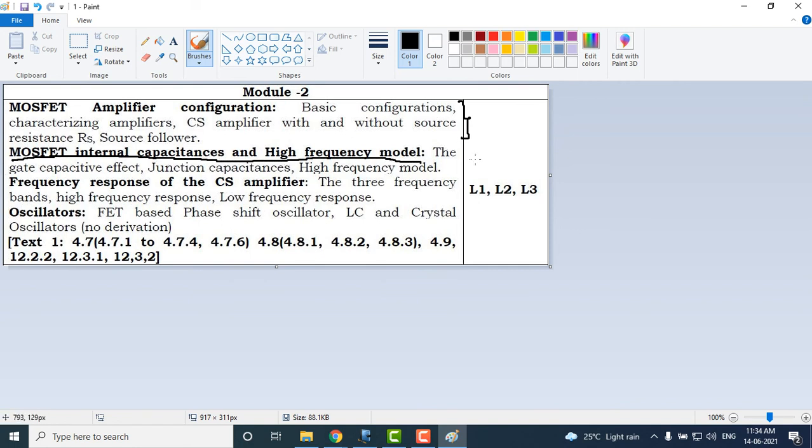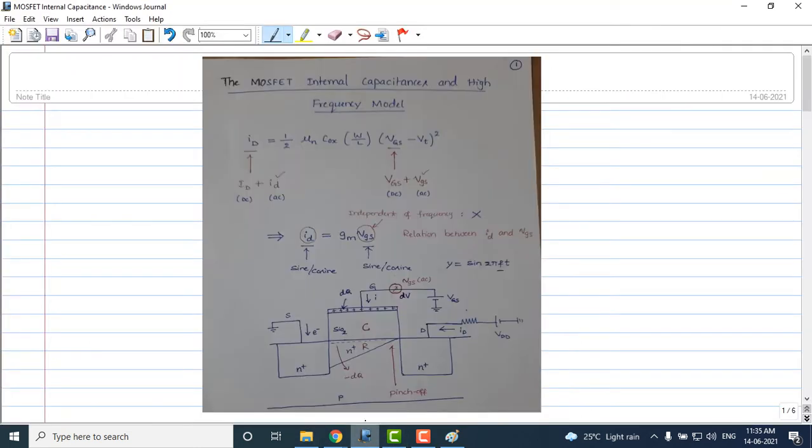In the beginning we will cover the gate capacitance effect and junction capacitance, and finally the high frequency model and a couple of problems related to this. I'm using this material for the MOSFET internal capacitance and high frequency model. As you can see, the output current or drain current equation for the MOSFET operated in saturation is given by this equation.